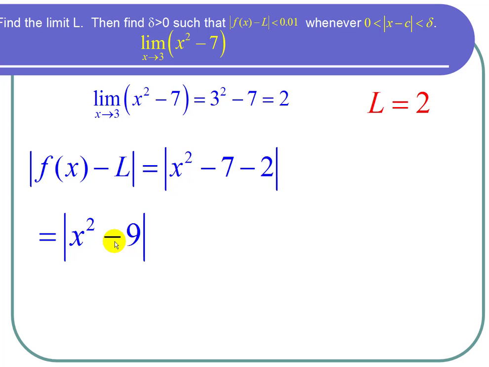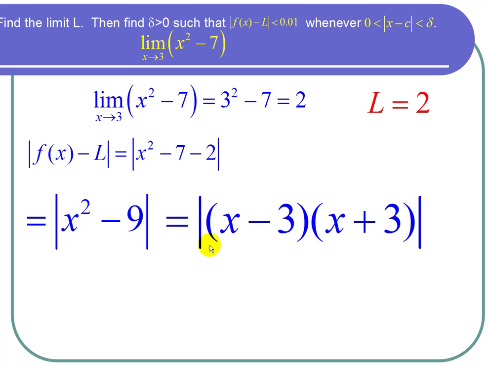And that's really good because here's my goal. I have an absolute value of x minus c, and c is 3. Here's my absolute value of x minus 3. So I pull that out, and I get the absolute value of x plus 3 times the absolute value of x minus 3. Now comes this little trick.